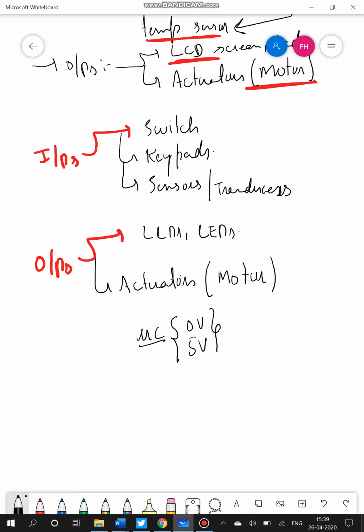We will be starting with switches. We will be then discussing LEDs, and then we will be discussing keypads and LCDs, then maybe sensors and transducers and some kinds of motors. Okay, then in the next video I will start with the interfacing of switches and LEDs.